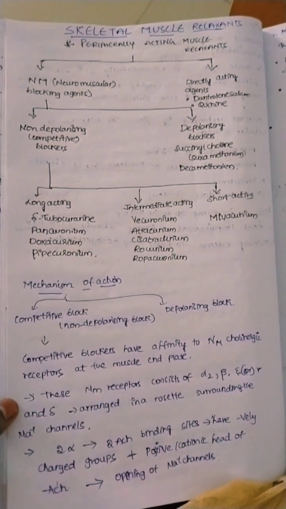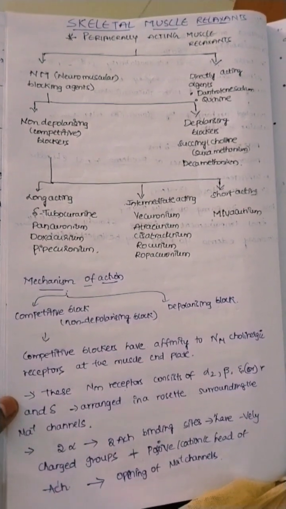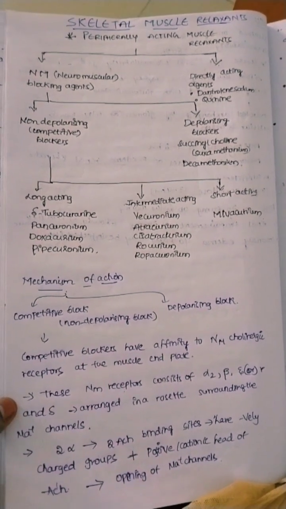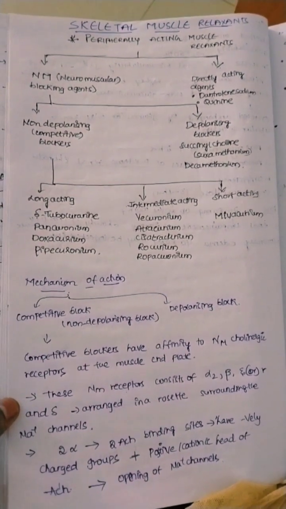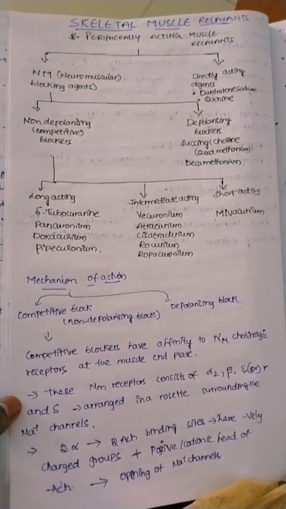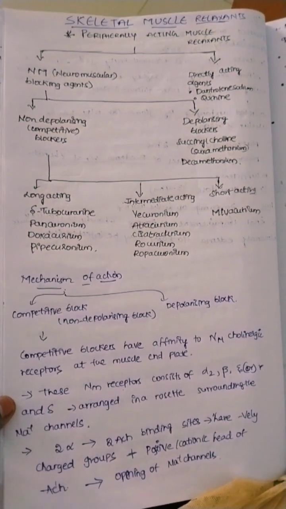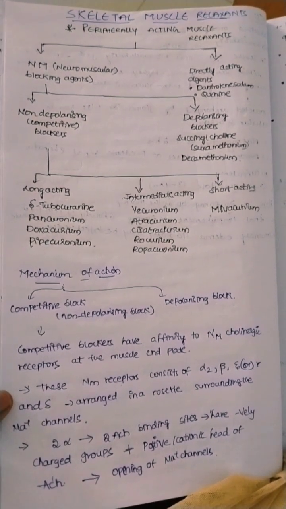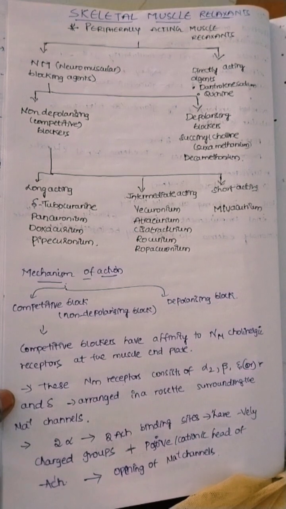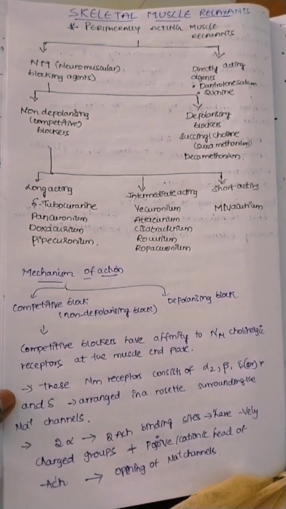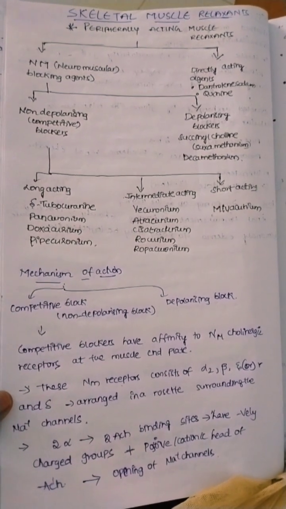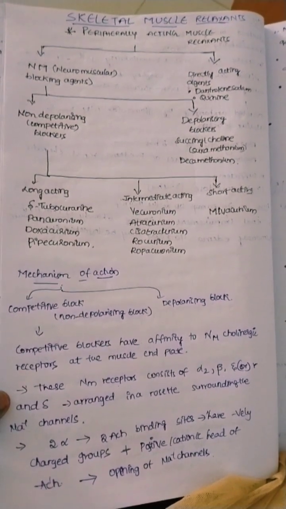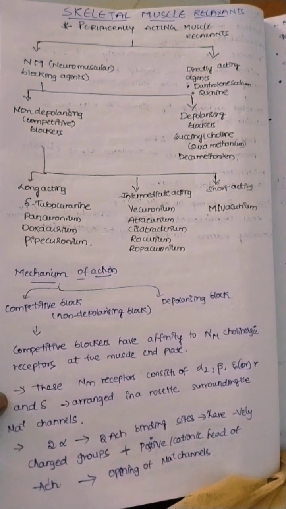We are going to discuss skeletal muscle relaxants, which are also known as antispasmodics. So let's start. Peripherally acting muscle relaxants are divided into neuromuscular blocking agents and directly acting agents. Directly acting agents are dantrolene and quinine sodium, and neuromuscular blocking agents are non-depolarizing competitive blockers and depolarizing blockers. The depolarizing ones are succinylcholine and decamethonium.